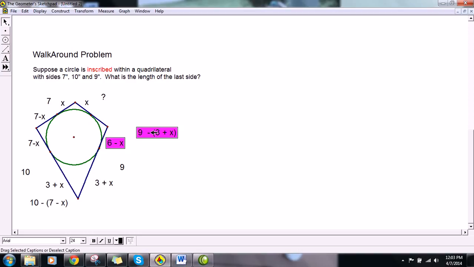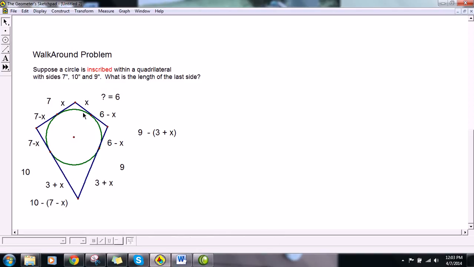And again, these two are equivalent, I just distribute the negative sign. 9 minus 3 gives you our 6, minus x. And so if that tangent here is 6 minus x, then that tangent here is 6 minus x by the two-tangent theorem. So really what we have now is the two pieces of the whole segment that I'm trying to evaluate. I know part of it is x, and the other is 6 minus x. So to find the whole length, I just add these two together, right? And what's x plus 6 minus x? That's right, 6.